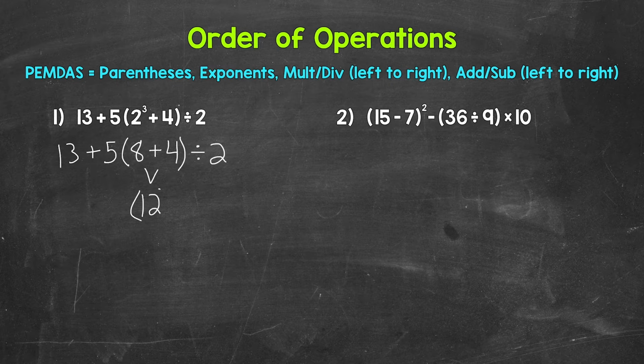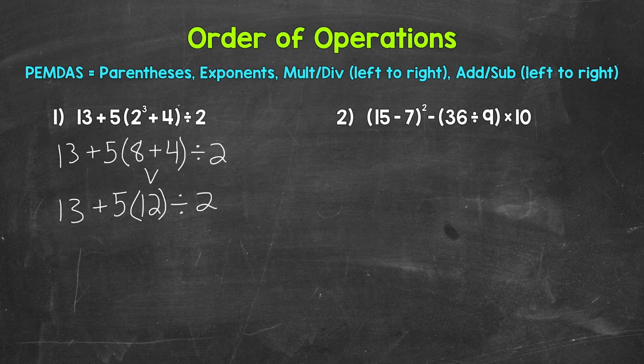Now we can bring down everything we did not use. So we have 13 plus 5 times 12. Whenever you have a number next to parentheses, that's multiplication. So that's 5 times 12 divided by 2. So let's continue to work through this problem step by step. So any parentheses, anything within parentheses that we need to do? No. Any exponents? No. Any multiplication or division? Yes, we have both.